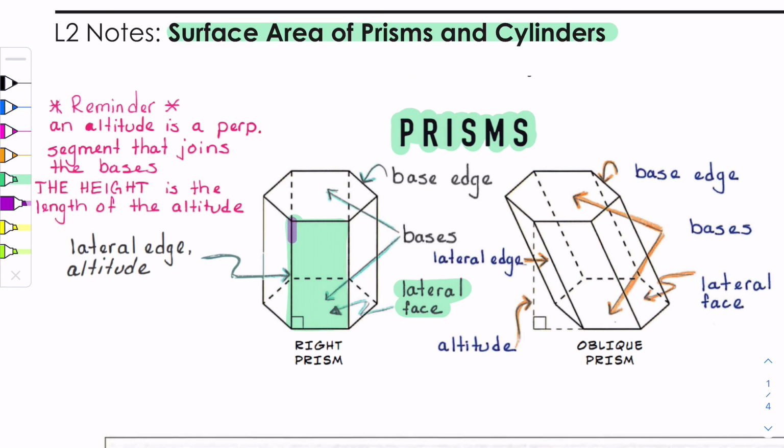And then we can talk about a lateral edge. And a lateral edge is also called an altitude. If you forgot what an altitude is, it's a perpendicular segment that joins the bases. The height of the figure is the length of the altitude, if it's a right prism.